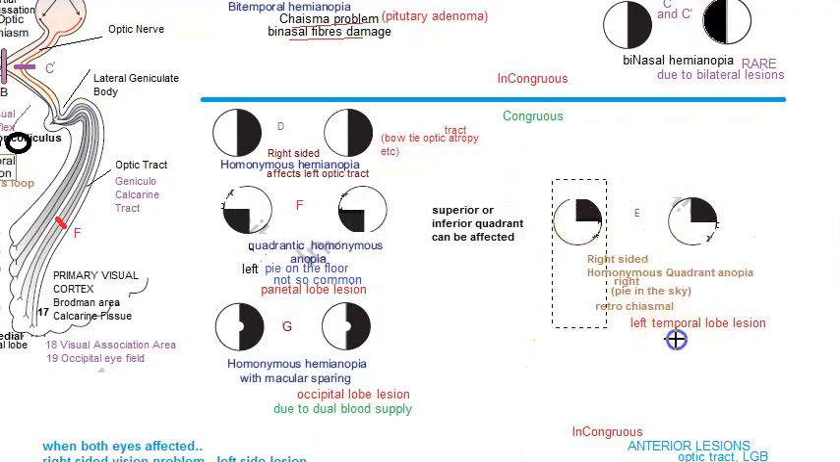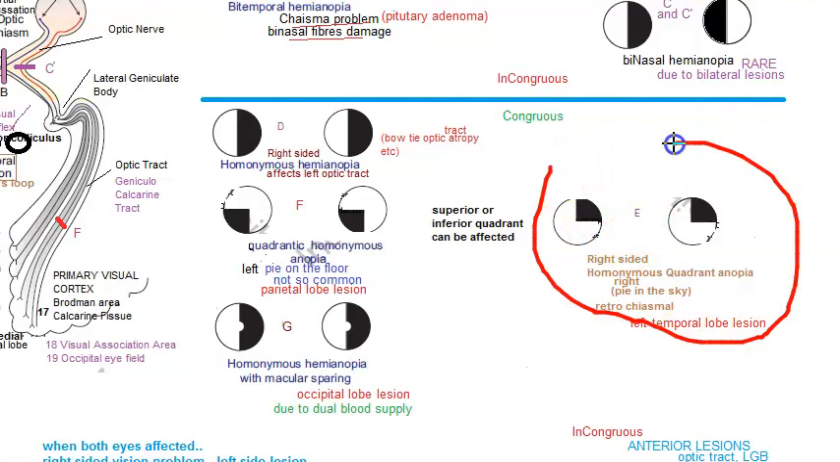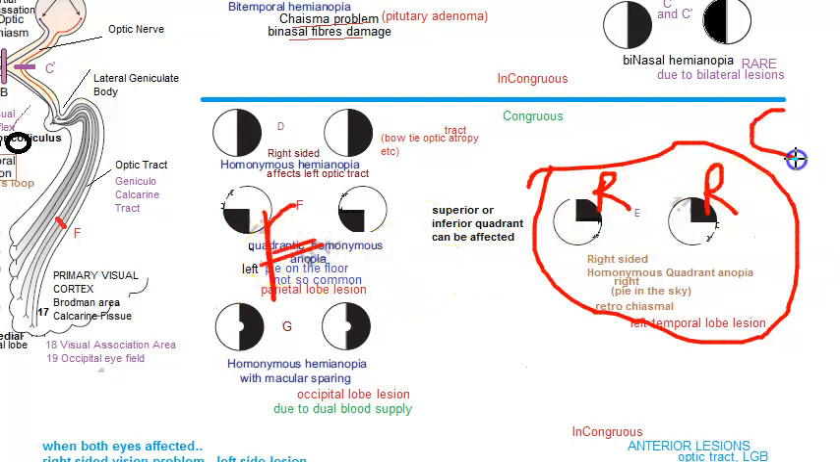This is also quadrantic homonymous anopia only. Right. But here you can see it is right-sided, right? And it is pie in the sky. This is not on the floor. This was on the floor. This is pie in the sky. Okay, pie in the sky.